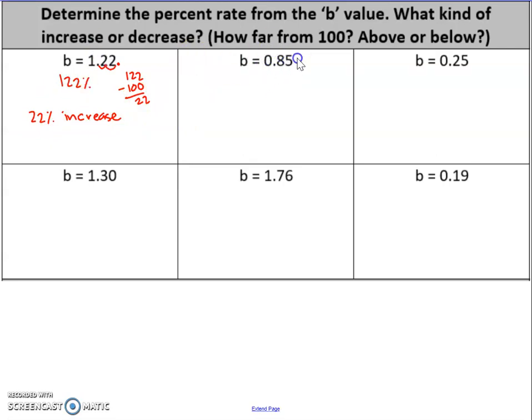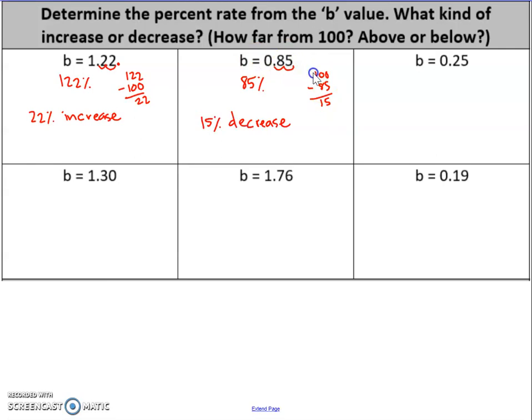I should look at this, I should know. Remember, we talked about the b-value. If it's less than 1, it's a decrease. If it's above 1, it's an increase. So right now, I should know I'm decreasing. Now we have to find out how much. So we're going to convert to a percent. So I move to the right now. So the percent is 85%. And then I'm asking how far from 100 am I, right? So 100 minus 85 would get me 15. So this is a 15% and I'm below 100, so 15% decrease.